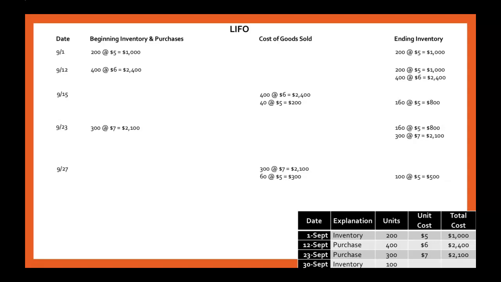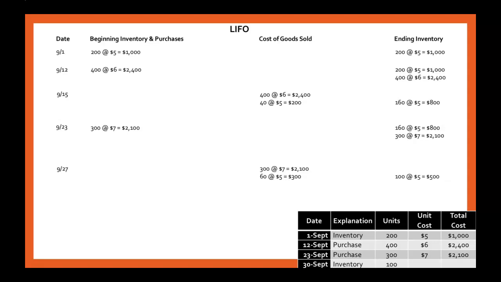So we can then look over at our ending inventory. We can say, okay, did we have any units left at $5? Well, we had 160, and then we sold 60. So that leaves us with 100 units at $5 a piece. And then we can look and say, okay, do we have any units left at $7 a piece? We had 300, and we sold 300. So no, we don't have any units left at $7 a piece. So on the 27th, we had 100 units at $5 a piece.